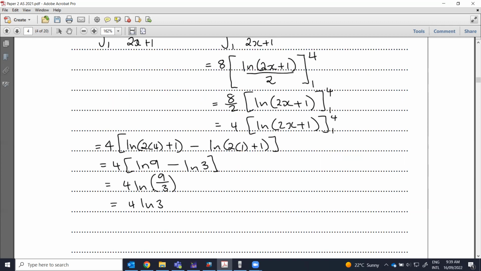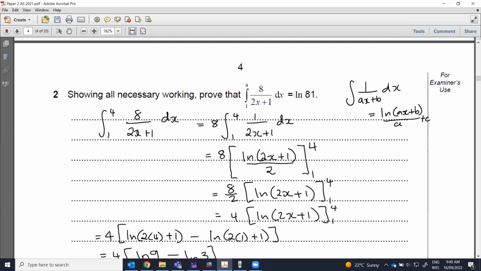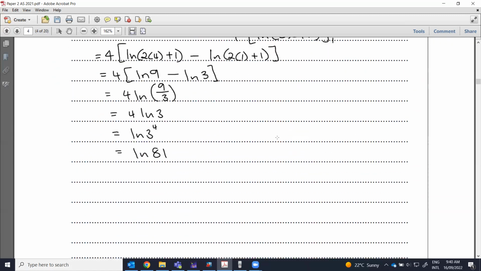And again, the laws of logarithms say that if you have a term multiplying your logarithm, this term outside here can be included in the logarithm as the exponent of the argument. So this is ln of 3 to the power of 4. And we know that 3 to the power of 4 is 81. So this answer is equal to ln of 81, as I was asked to show.